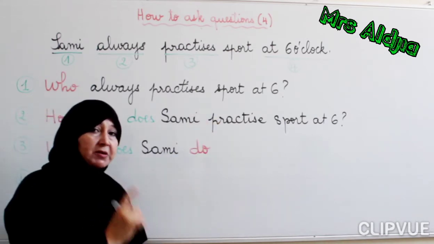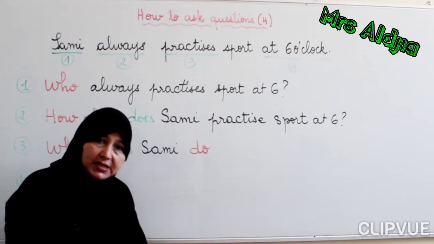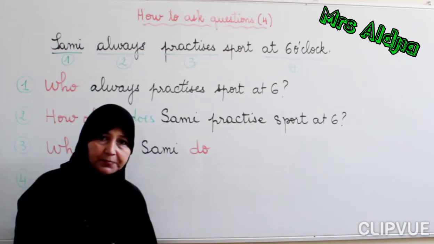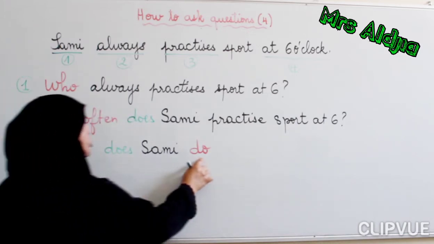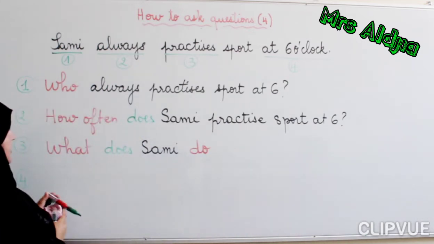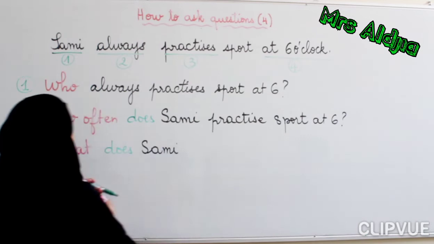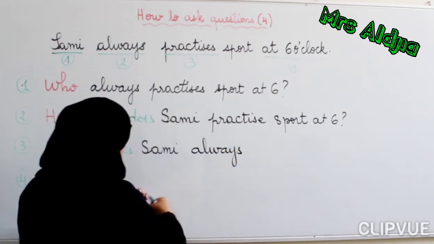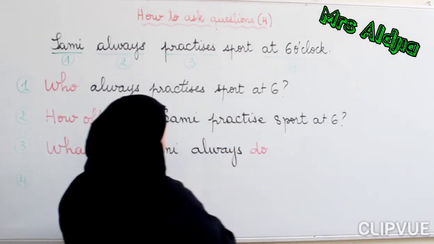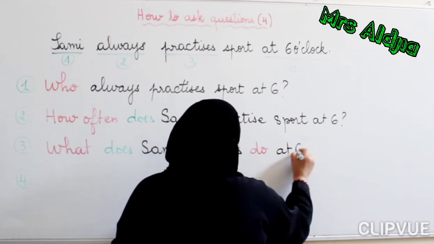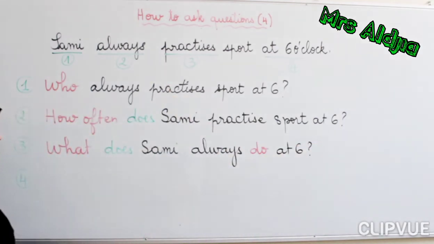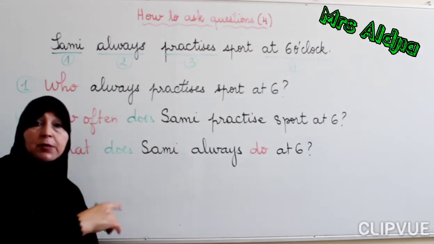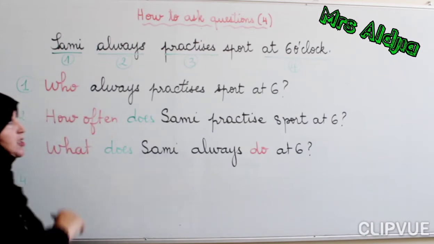Good. So remember we said that do replaces every or any unknown action. So we have what does Sammy always do at 6? You don't remember always. Okay. What does Sammy always do at 6? He practices sport. What does Sammy always do at 6? He practices sport. Good. Let's move to the last one.